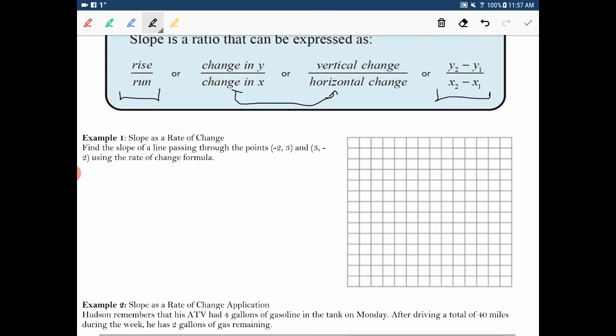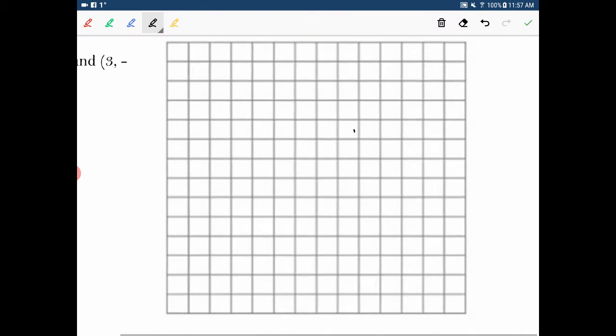Okay, so let's look at example number one here. We're just given 2 points and we're going to graph this.